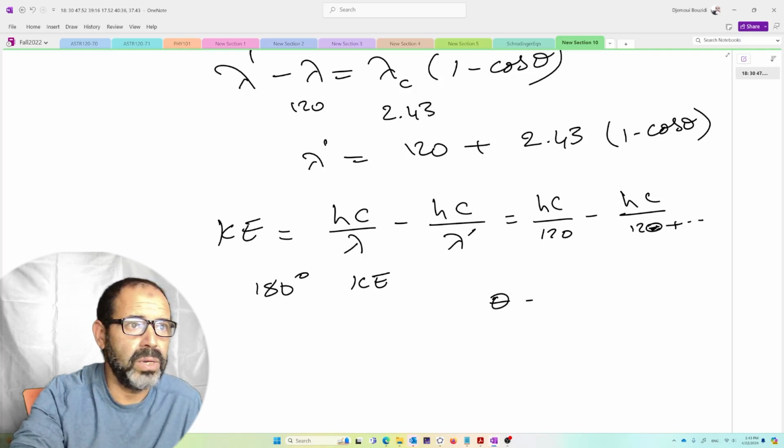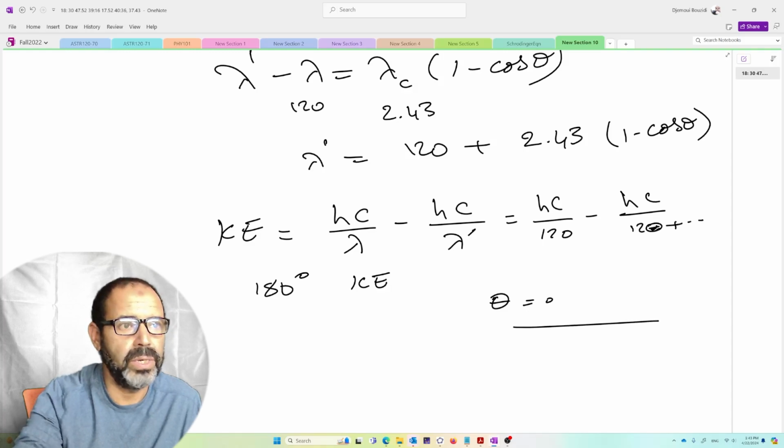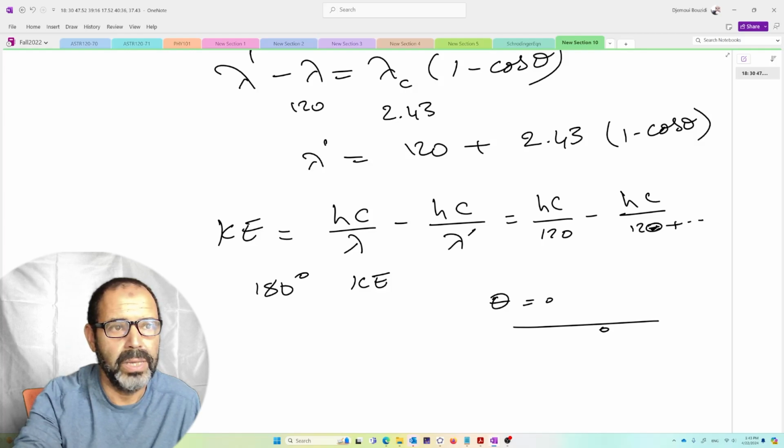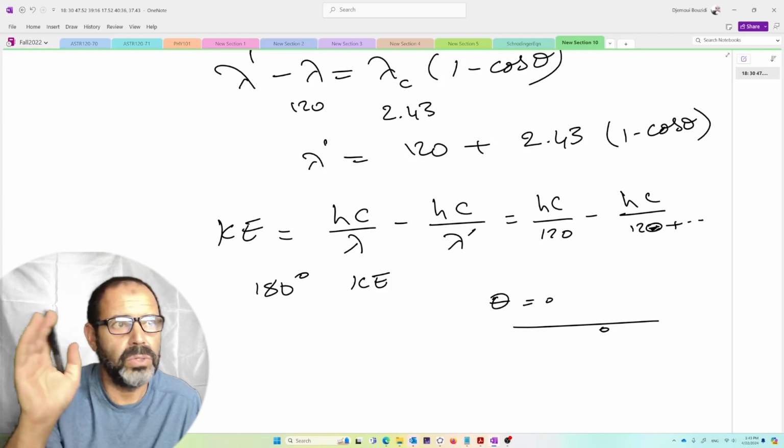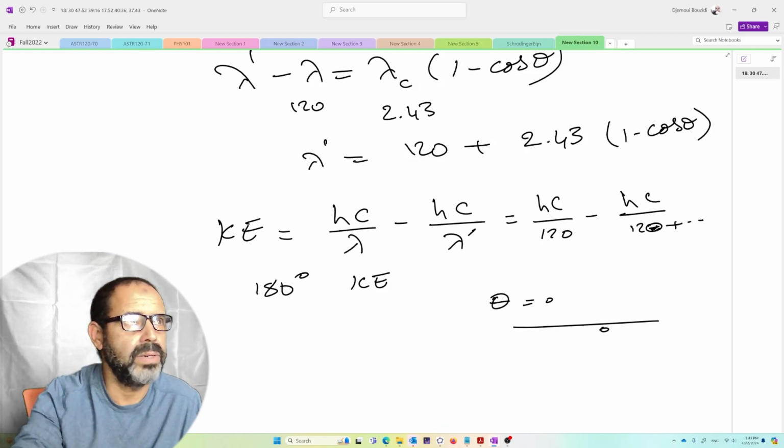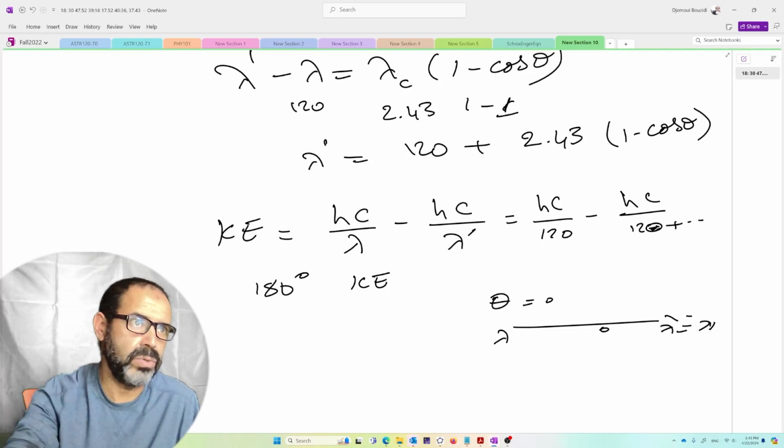For theta equals 0, there will be no change in the momentum, because the electron doesn't get anything. The photon just barely nicks the electron and goes by, so it's not going to get anything out of it. So lambda and lambda prime are going to be equal, and that's expected because when theta is equal to 0, I have 1 minus cosine of 0, which is 1, and that's going to give me lambda prime equals lambda. So there is no change in energy. This whole quantity will become 0, and the electron doesn't get any kinetic energy whatsoever.